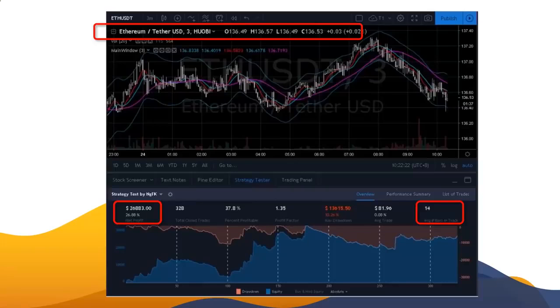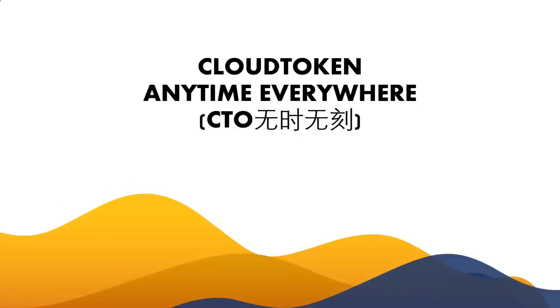So this is one example of Varoom running, and we did this simulation on Huobi based on Ethereum and USDT. During a 14-day period, we have a gain of 26.88%. And this is through the Varoom engine. You can read more about the Varoom engine when we release our business proposal on the 12th.